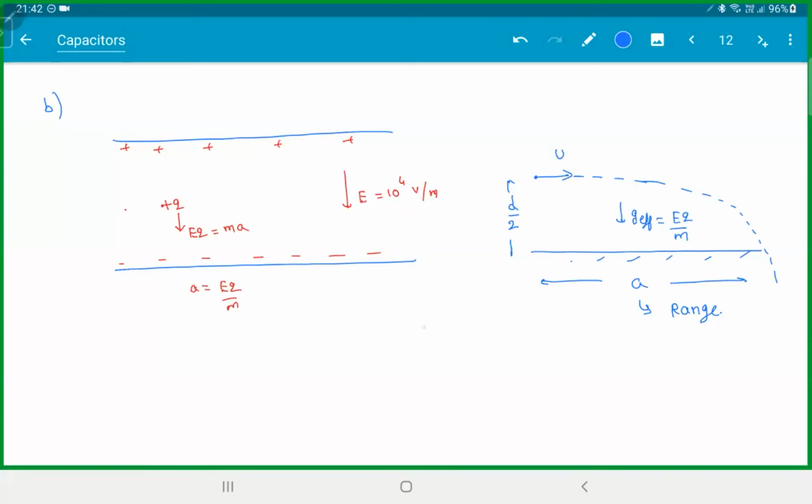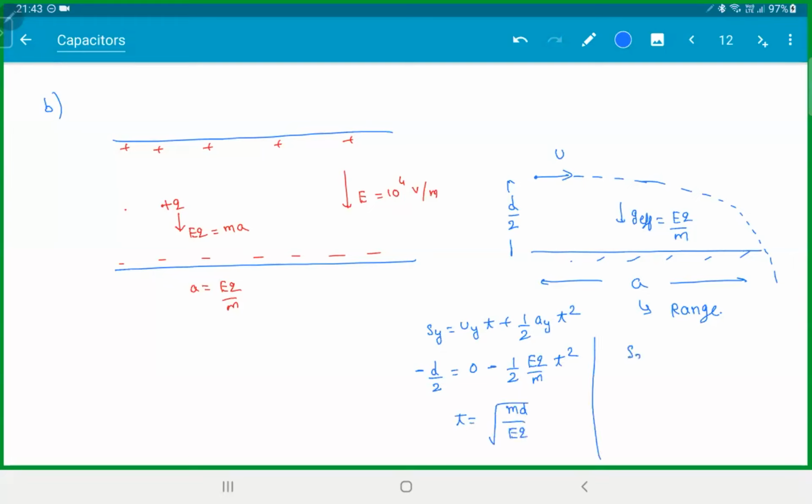So for our time of flight, we are using the equation Sy is Uy time plus half Ay time square. Sy is the vertical displacement minus d/2 because it is down. Uy is 0. Half Ay is the G effective, EQ by M T square. From here you'll get the time, which is root of MD by EQ.